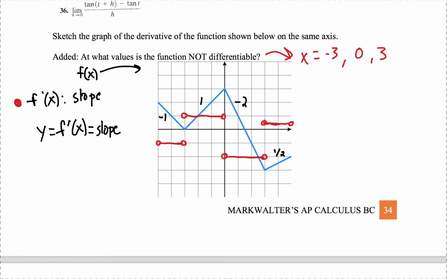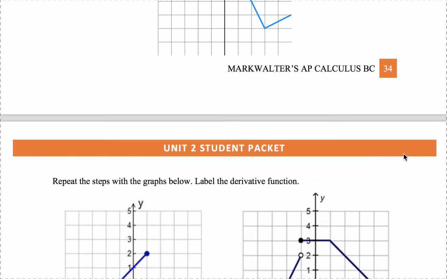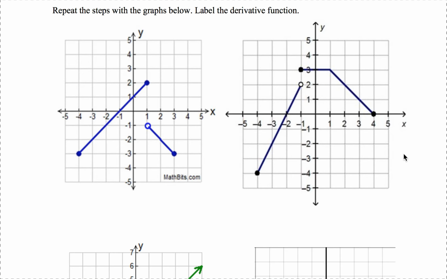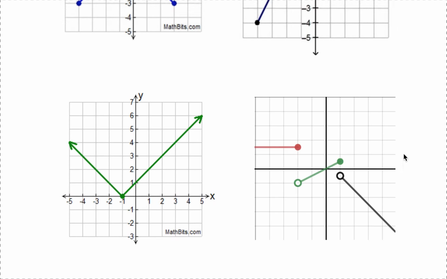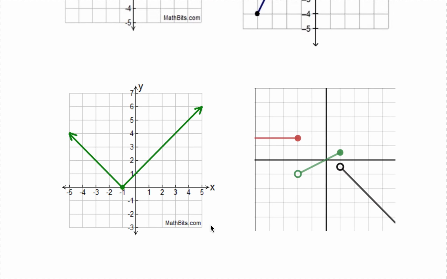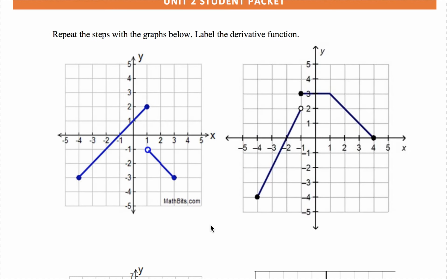All right. Here's what I'd like you to do. I want you real quick to go ahead and repeat the steps we just did with the graphs below. There are 4 of them. Go ahead and label the derivative function. 1, 2, 3, 4 graphs. Sketch the derivative graph on the same axis and label the derivative.